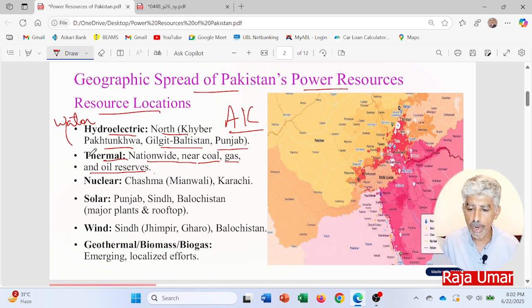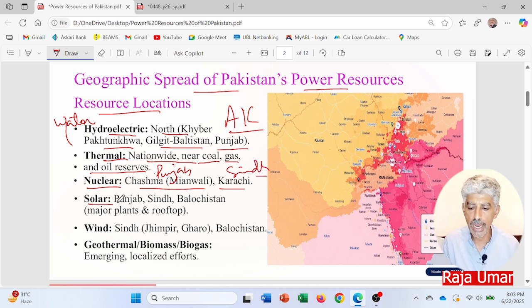Then nuclear power plants, Chashma, Mianwali, and Kanupp, Karachi nuclear power plant, and Chashma nuclear power plant. One is located in Punjab, Mianwali, and the other one is in Sindh province, that is Kanupp, Karachi. So we will also discuss them in the next lessons.